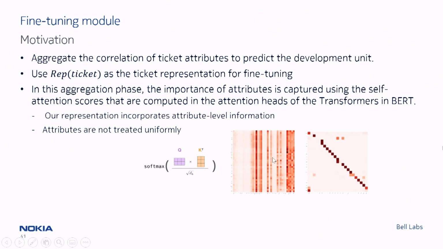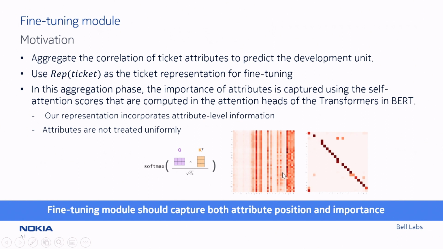These attention matrices are very important in order to capture the contribution of each attribute. So here we can say that the attributes are not treated uniformly thanks to these attention heads from the transformers. So the fine-tuning module should capture both the attribute position and importance.